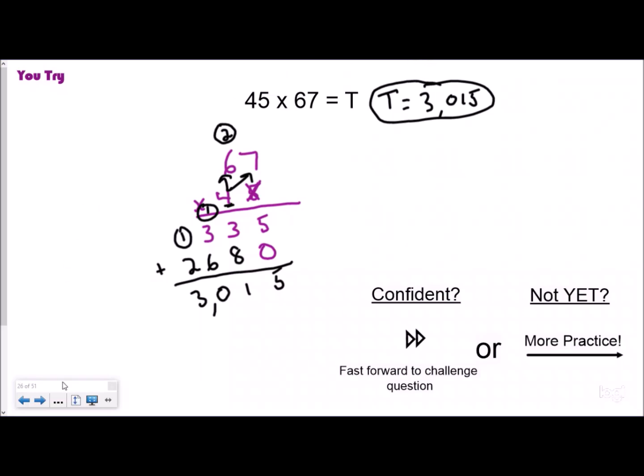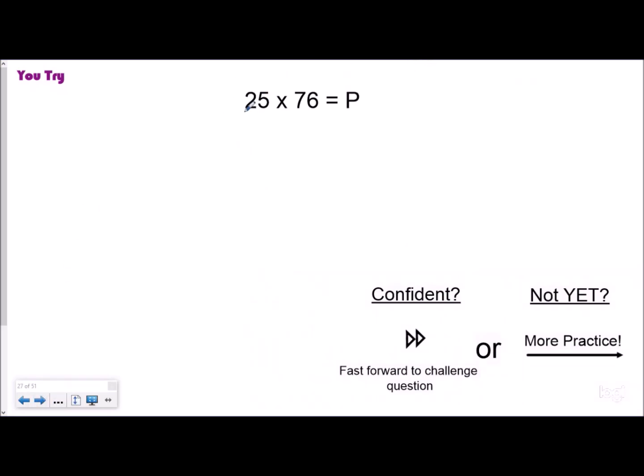If you feel good with this and you're ready for the challenge one, go ahead and fast forward. If not, we have a few more problems. For this one, go ahead and pause it. Try it. Again, use your commutative property to put the bigger number on top. So I have 76 times 25.